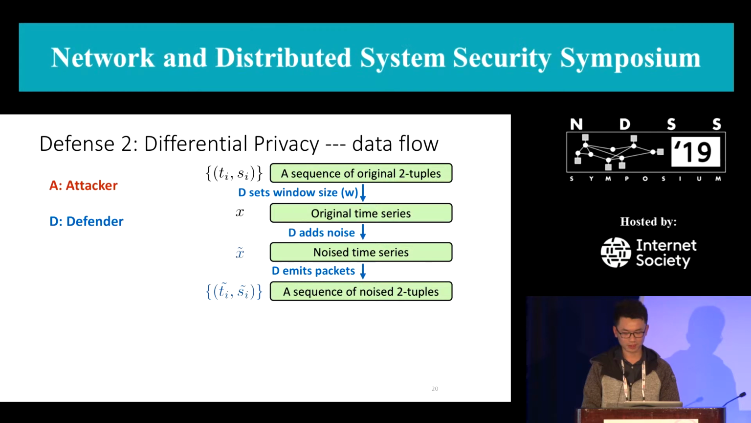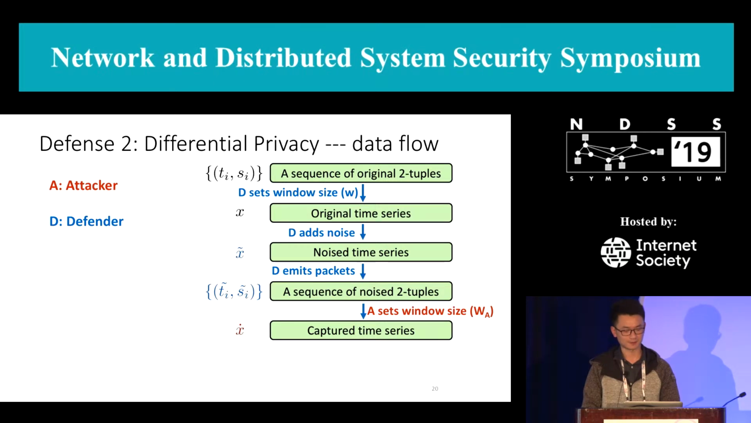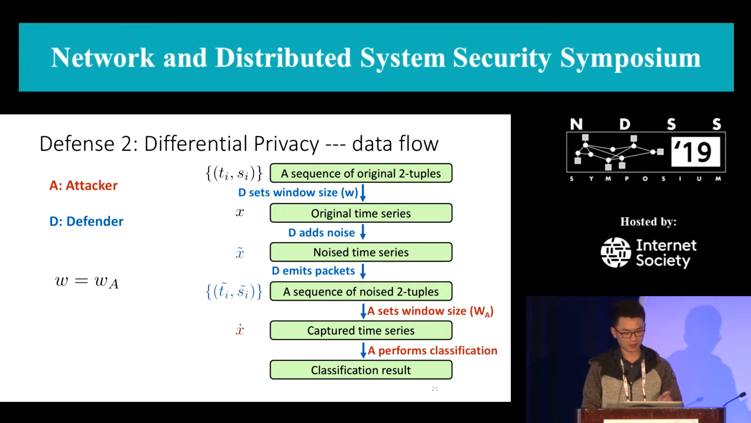So then the attacker will set its window size WA, and then convert the packet sequence into an array X dot. Then the attacker will perform classification on X dot to get a result. So here, the W and WA can be equal or unequal. Please refer to our paper for the details.